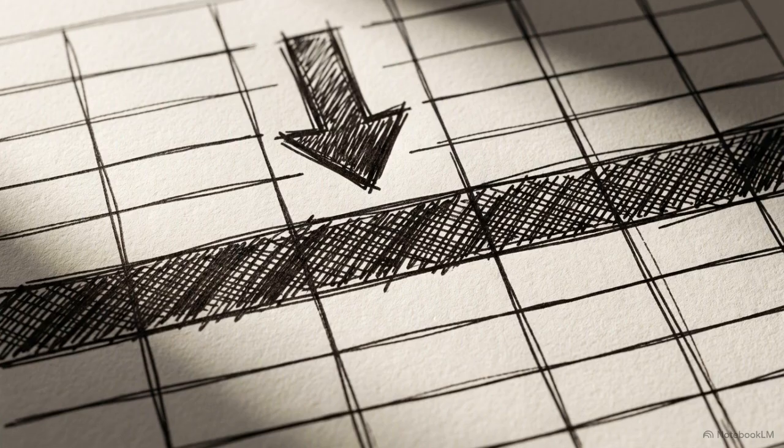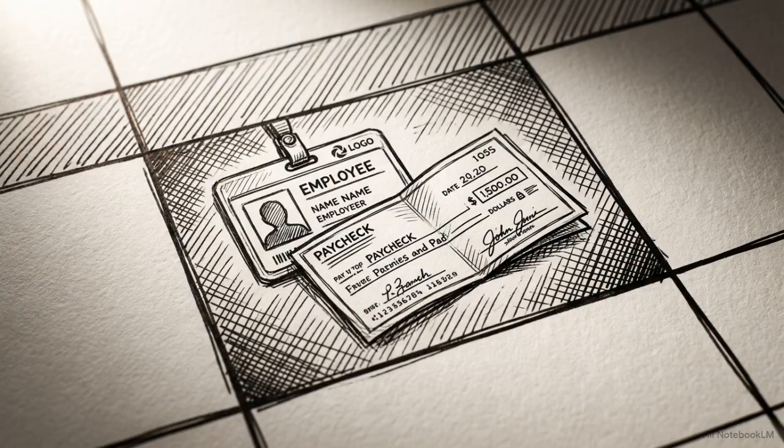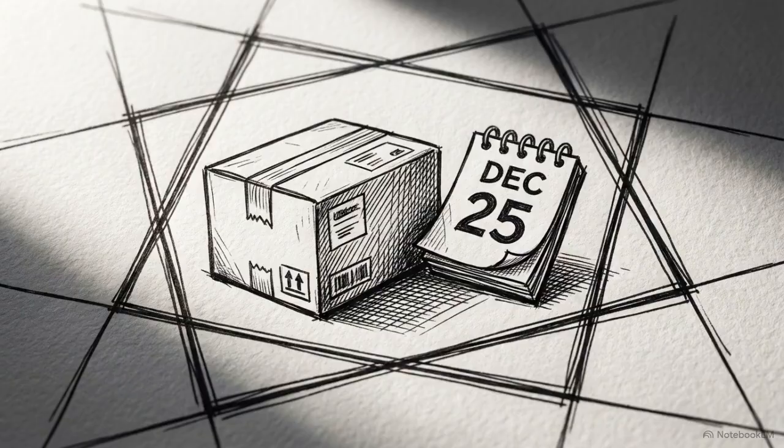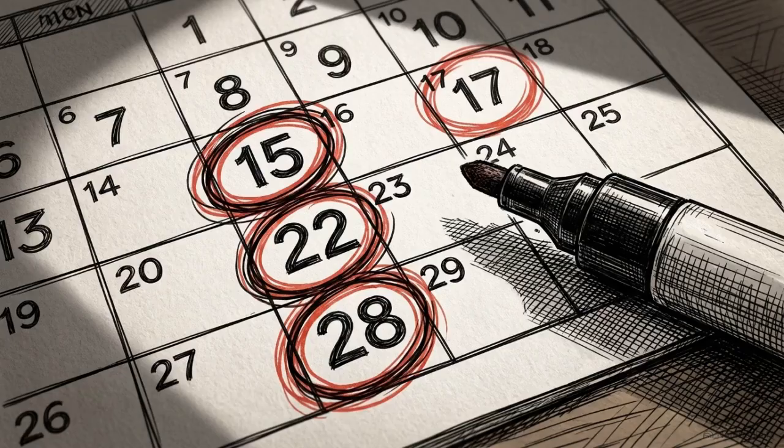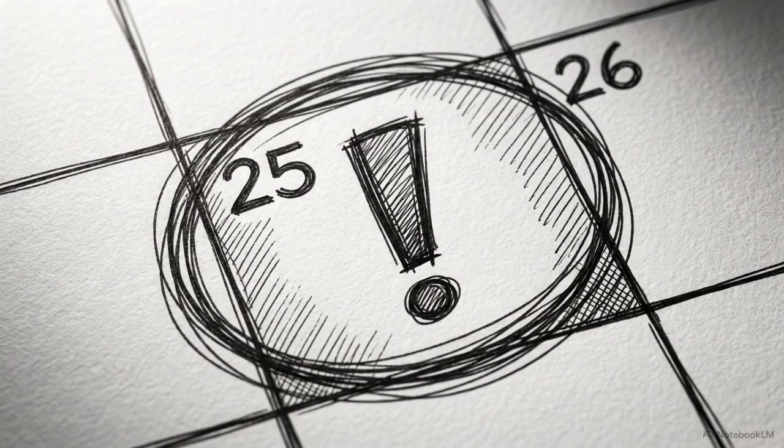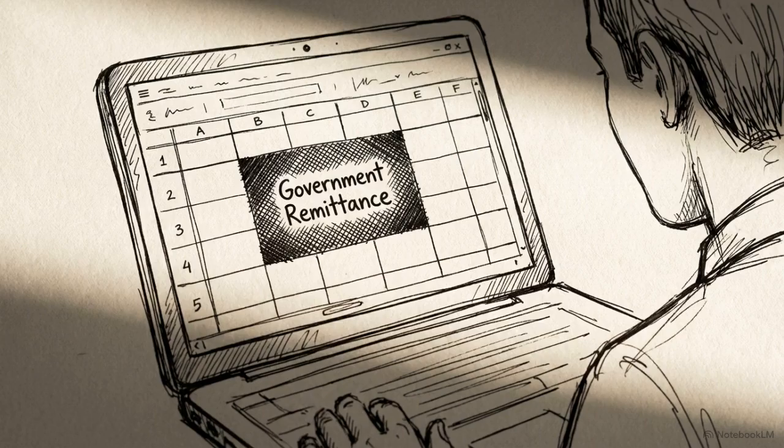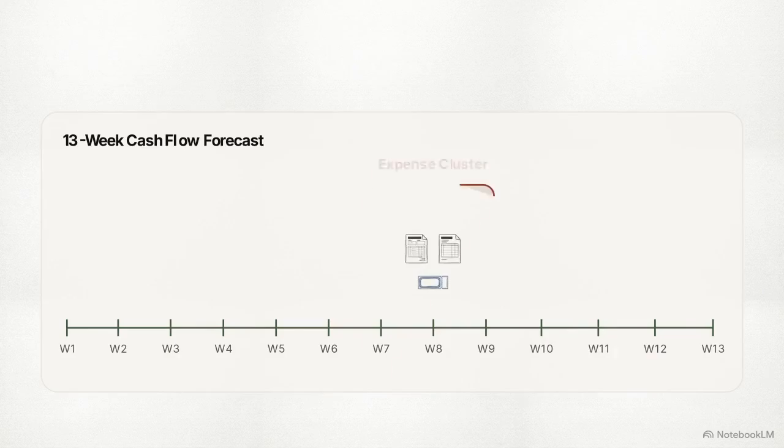Step 3 is mapping your cash outflows. Plot standard expenses like payroll runs, your monthly rent, and supplier payment terms. You also need to manually input the expenses that do not arrive on a standard monthly schedule. Find your quarterly estimated IRS tax dates and state sales tax remittance deadlines, and type them into their respective future weeks. Plotting these variables reveals expense clusters.